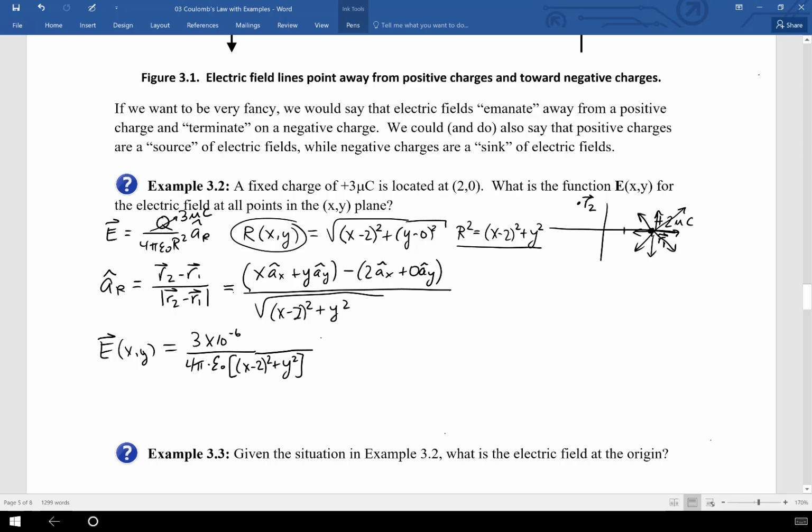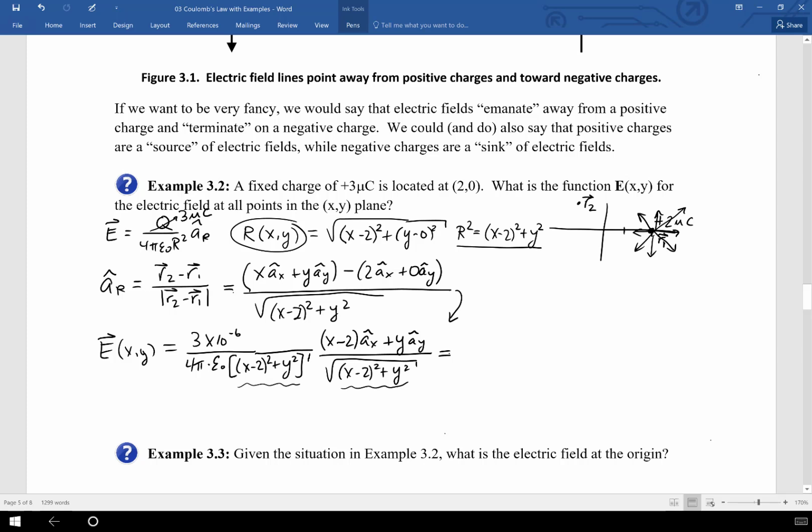And then I have a sub r, and so I'm just going to take this thing, a sub r, and I'm going to plug it down here. So this is x minus 2 times a sub x plus y a sub y, and that's all divided by the magnitude, the square root of x minus 2 squared plus y squared. Now we could leave it like this, but we're better than that. What I'm going to notice is that this quantity right here and this quantity right here are the same thing. This is to the 1 power, and the square root is to the 1/2 power. So 1 plus a half gives me 3/2.